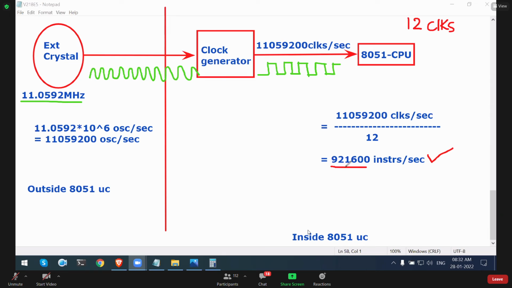Okay, so 9,21,600 is not a small count. It is also a big count, but still the 8051 microcontroller is called a slower microcontroller, slower in execution. Just imagine how many instructions faster controllers can execute. That will go to crores, billions. Okay, so this is the calculation, a small calculation here.